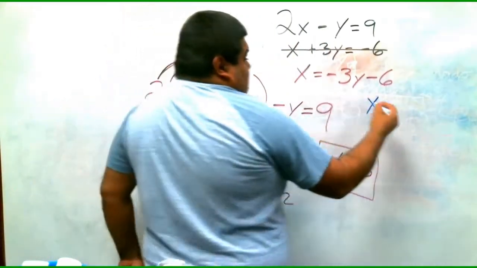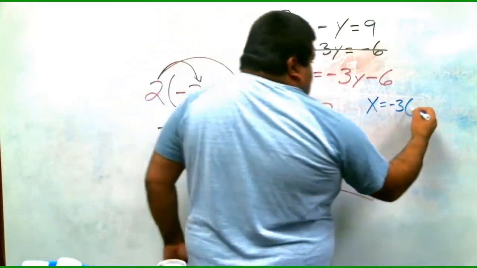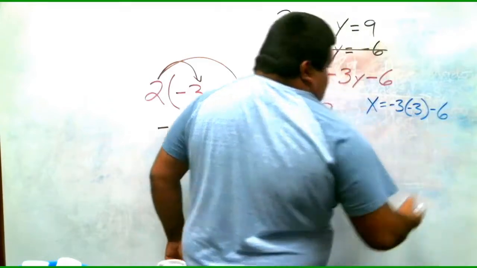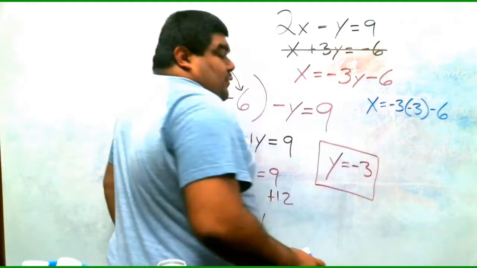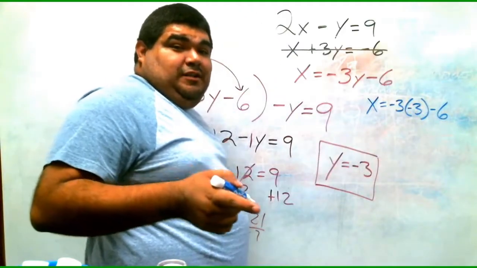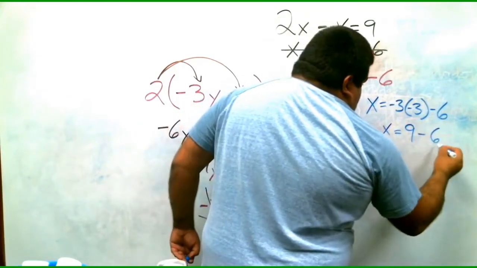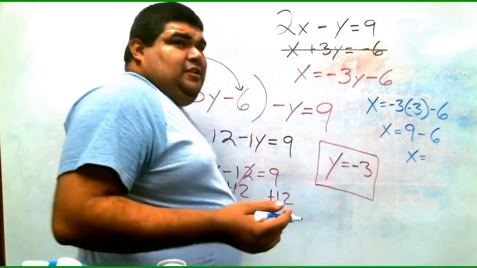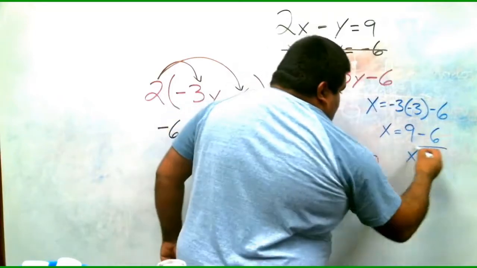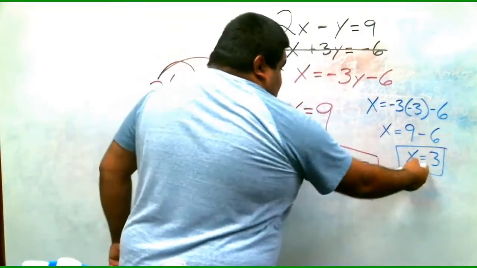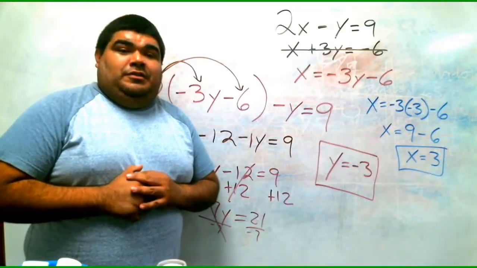equals negative 3, parentheses, negative 3, minus 6. Okay? So negative 3 times negative 3 is positive. The rule is positive. So x equals 9 minus 6. 9 minus 6 is 3. Good. So x equals 3. And we solved for both x and y. And that's how you do substitution.